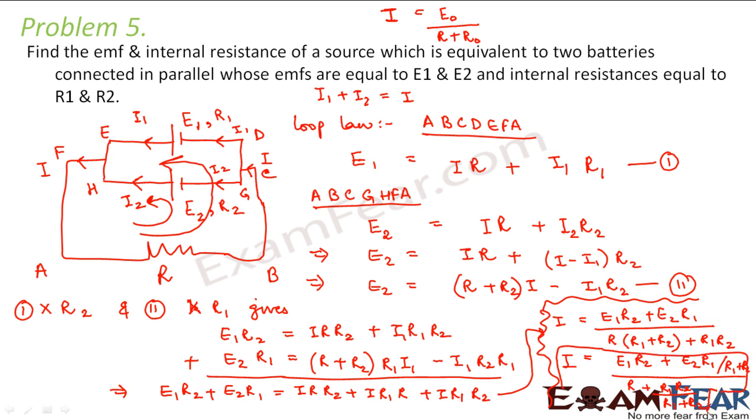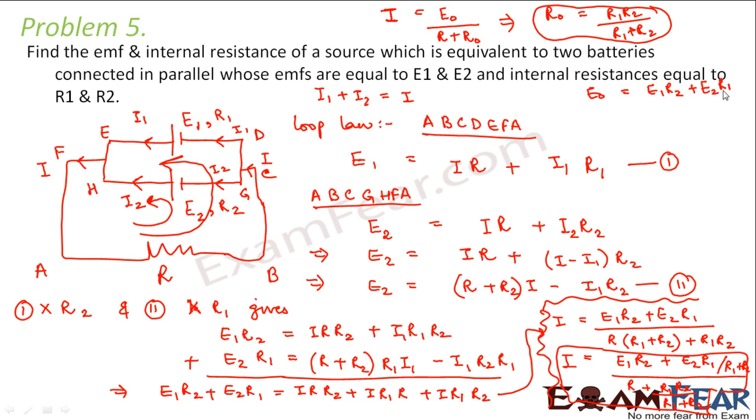If you compare this expression with what I wrote here, you will see that R0 is equal to R1 R2 divided by R1 plus R2. So this will be the internal resistance of the source, and similarly the EMF of the source E0 will be equal to E1 R2 plus E2 R1 divided by R1 plus R2. So these are the two values which we were supposed to calculate. So this was also simple. We just used the simple Kirchhoff's law, right?